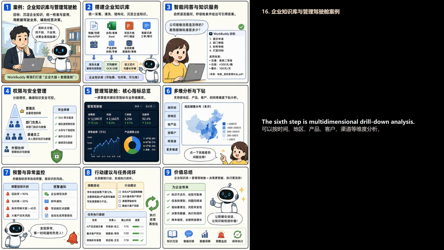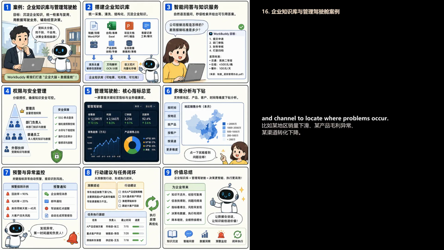The sixth step is multidimensional drill-down analysis. Analysis can be done by time, region, product, customer, and channel to locate where problems occur. For example, one region's sales decline, one product's margin is abnormal, or one channel's conversion drops.